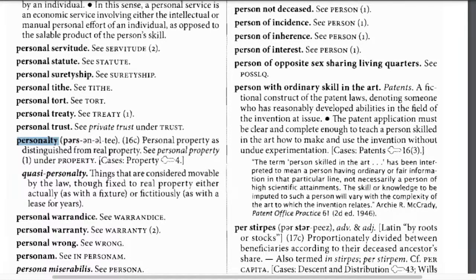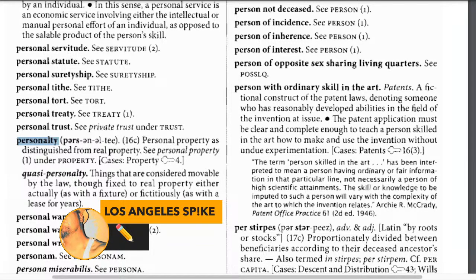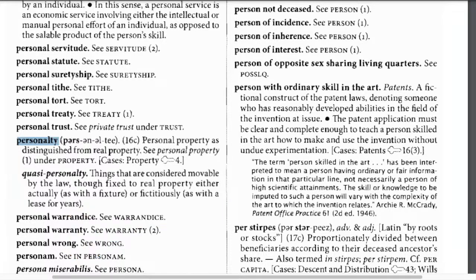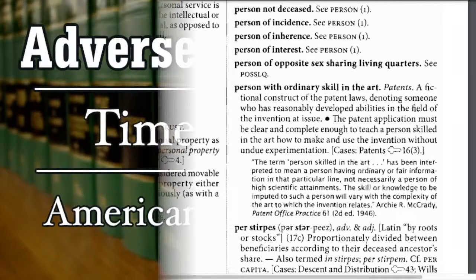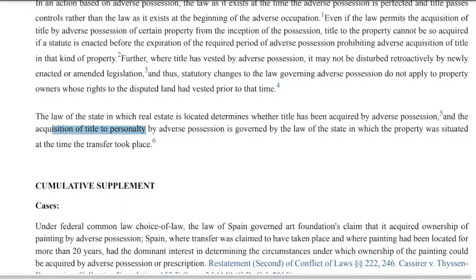Hey, we got Los Angeles Spike with its number 7 Esquire pencil handy. Great, let's continue here. All right.